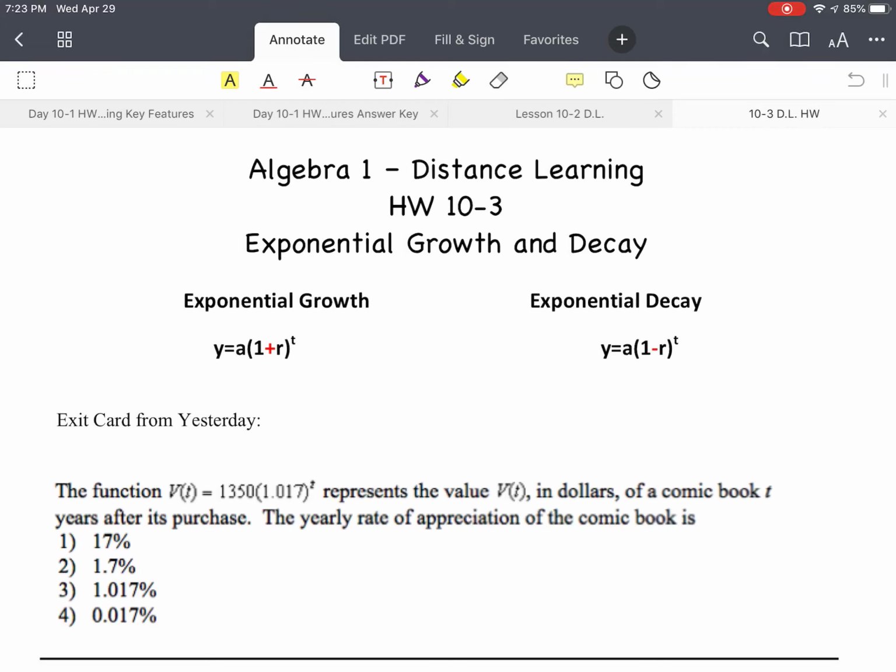We're going to continue on with our exponential growth and decay. This video will be shorter than yesterday's. There's a few questions I want to do with you, and then I'm going to have you do a few on your own. So just as a refresher, we learned about exponential growth and we learned about exponential decay yesterday.